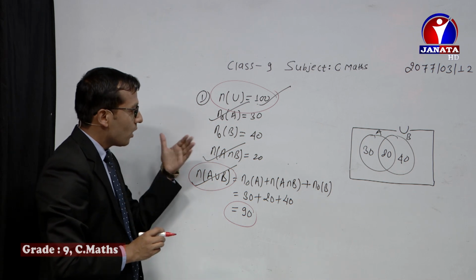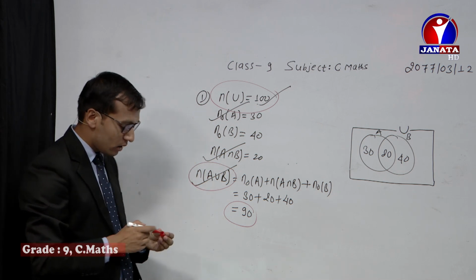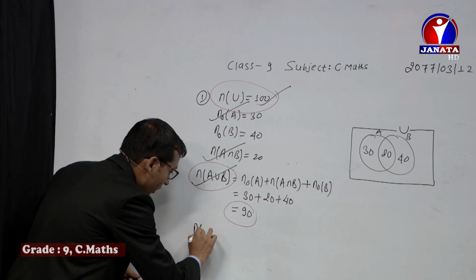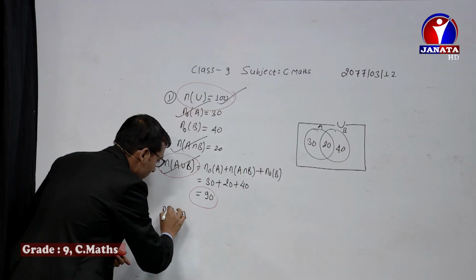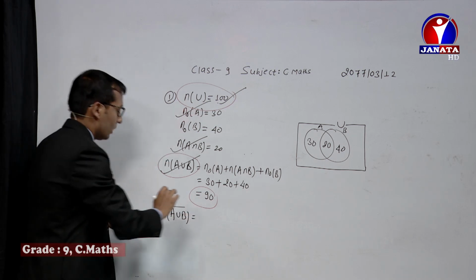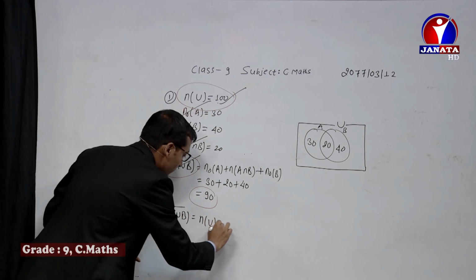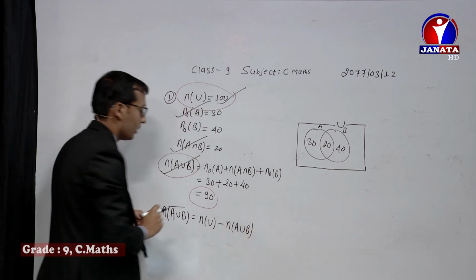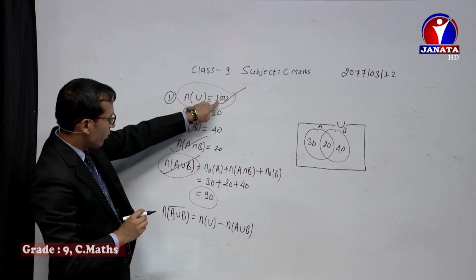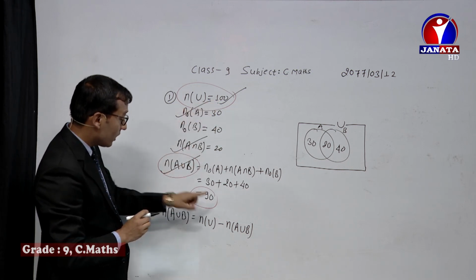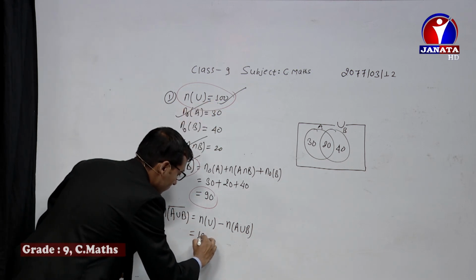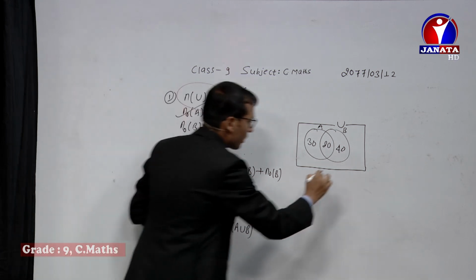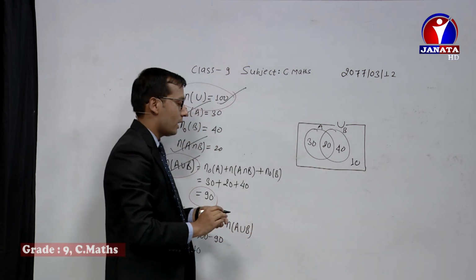I explained the way we can find the complement of sets. So n of (A union B) complement is n of U minus n of A union B. What is n of U? 100. What is n of A union B? 90. So 100 minus 90 is 10. Now we can insert this number in the diagram.